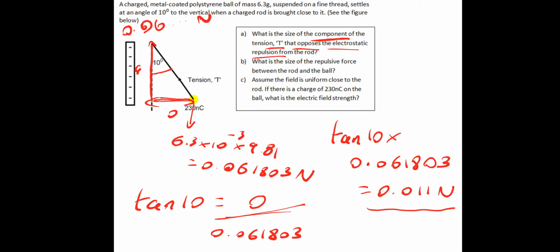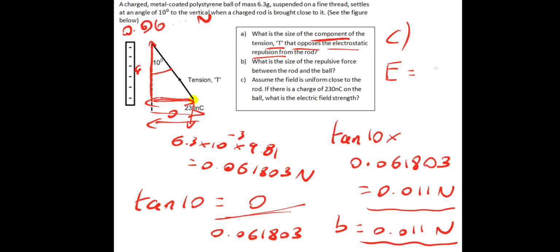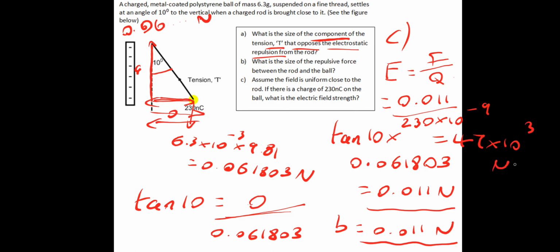Then part B says, what is the size of the repulsive force between the rod and the ball? Well, part B is also 0.011 newtons. They must be equal and opposite, because as we said earlier, those two forces acting in opposite directions must be equal yet opposite. And then part C, assuming the field is uniform. We've got the charge, we've got the force, and we want the electric field strength. Electric field strength from lesson 1 is force over charge. So we just need to do 0.011 divided by the charge of 230 times 10 to the minus 9 for the nanocoulombs, which gives us, sorry, this isn't very tidy, it looks a bit busy, 47 times 10 to the 3 newtons per coulomb.